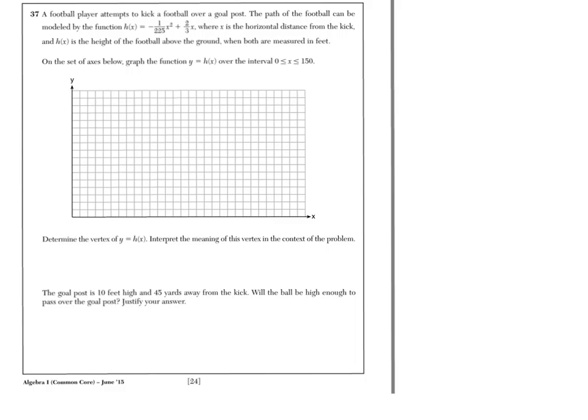The path of the football can be modeled by the function h of x is equal to negative 1 over 225 x squared plus 2/3 x, where x is the horizontal distance from the kick and h of x is the height of the football above the ground, when both are measured in feet. On the set of axes below, graph the function y is equal to h of x over the interval 0 through 150, including both of those values. So there's a lot of things to think about.